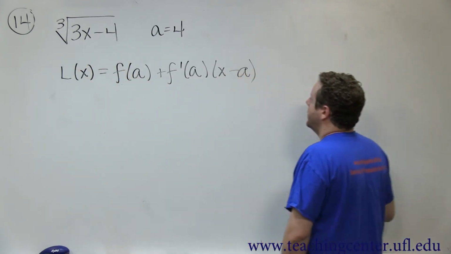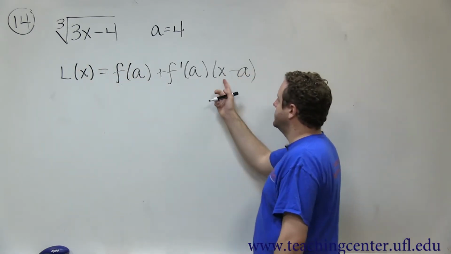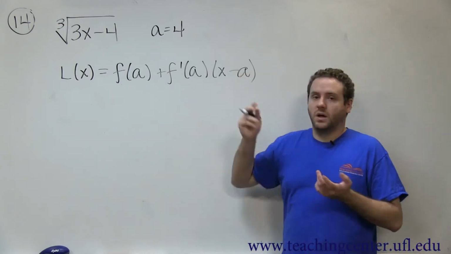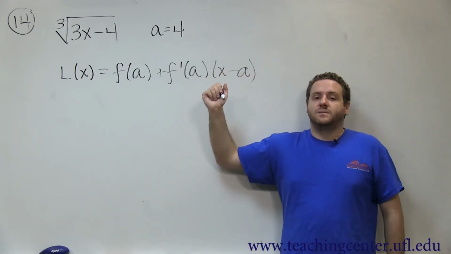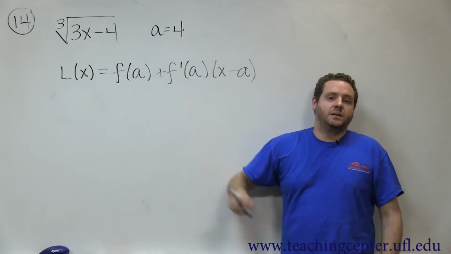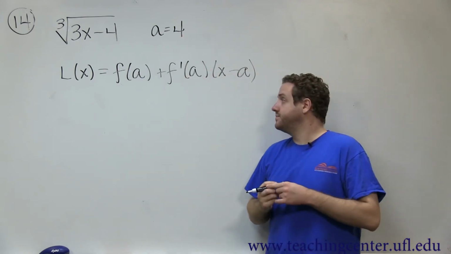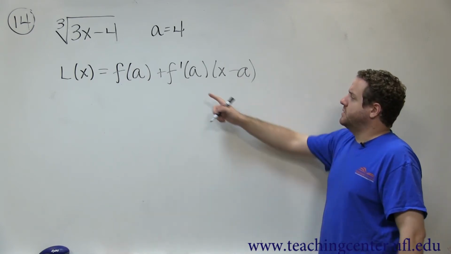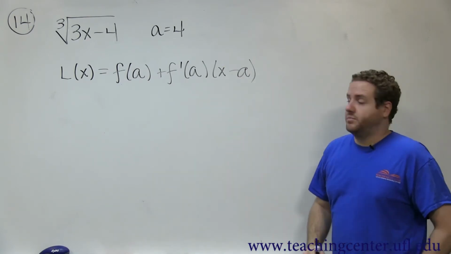Our a is 4. Remember that in your linearization function, this x is supposed to stay an x because you have to end up with a line. So there has to be an x left in. A is the thing that you're plugging in, which is 4 in this case. So let's plug in our values and see what we get. First thing we should do, though, actually, is take the derivative because we're going to need that.